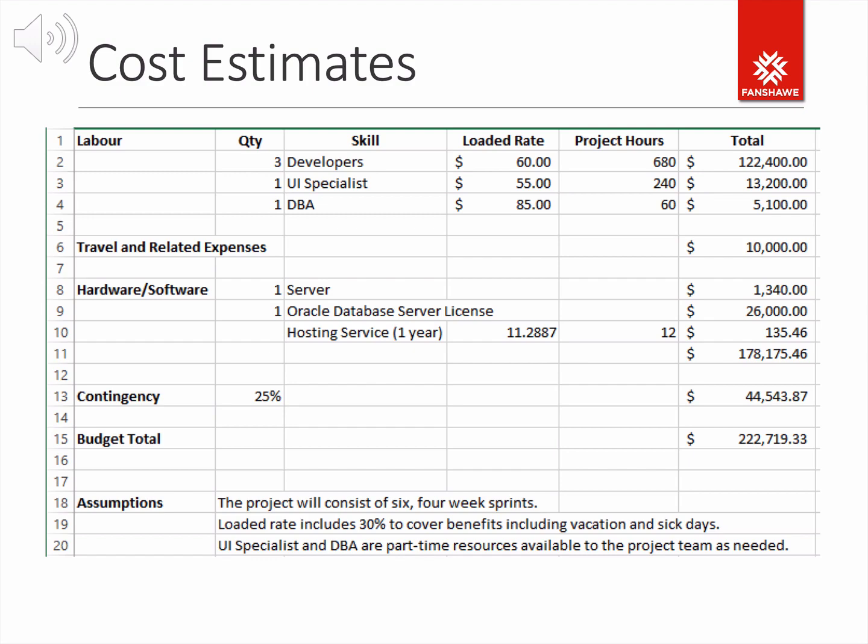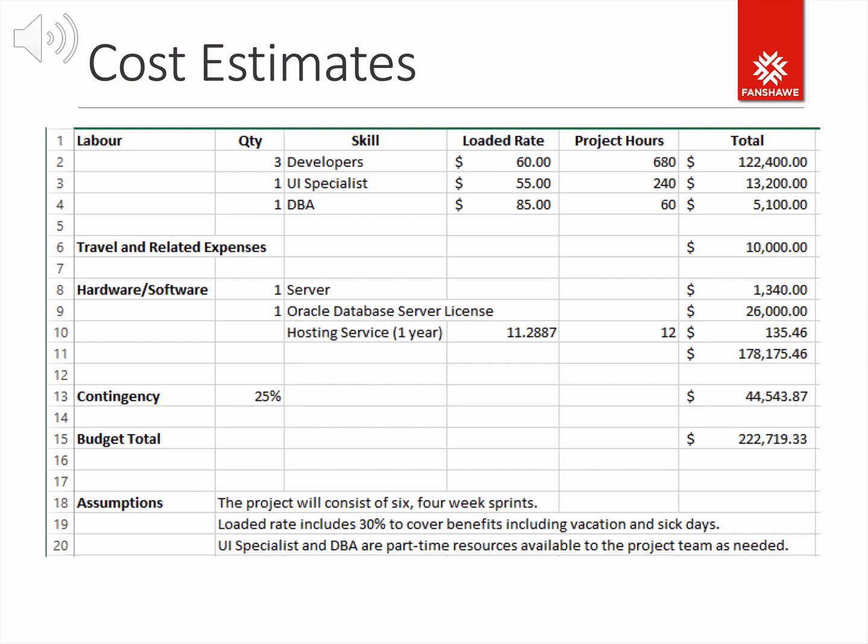If you also look at the assumption, it talks about the makeup of the project team. And in fact, the last line says it all. The UI specialist and DBA are part-time resources available to the project team as needed. So where the first 3 developers are going to be full-time, the UI specialist and the DBA are going to be working on this system part-time.